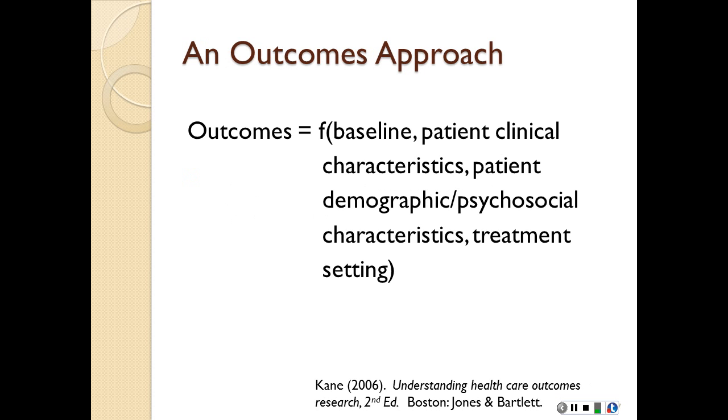So there's a lot of things that influence outcomes, not just the health system, not just the treatment that your doctor gives. The final outcome is actually a function of how well you were doing at the baseline before you got sick, and what other patient clinical characteristics you have. So do you have 5 comorbid illnesses, or are you only sick with 1?